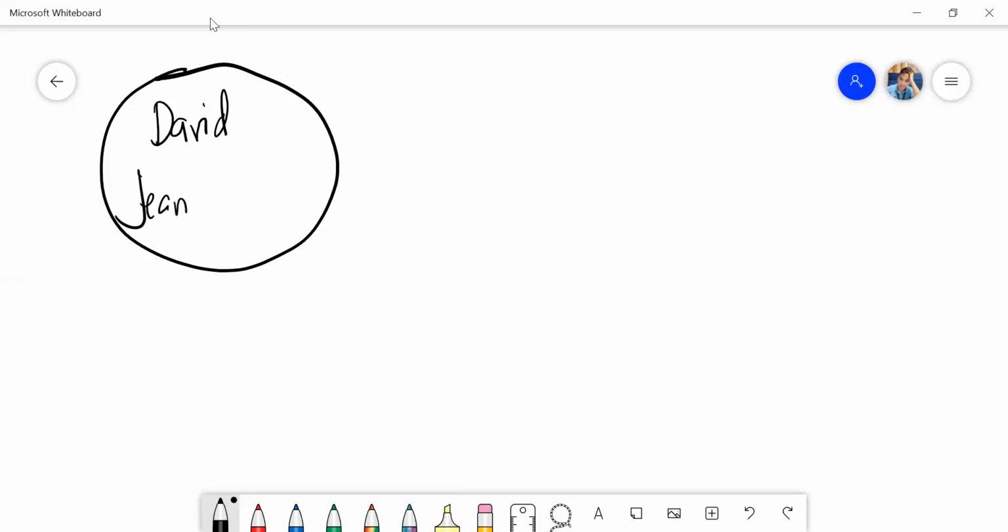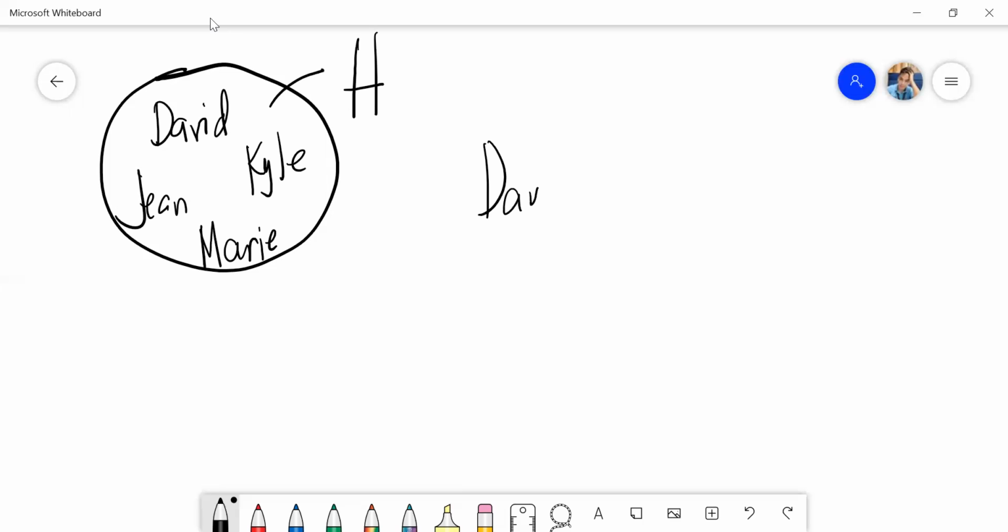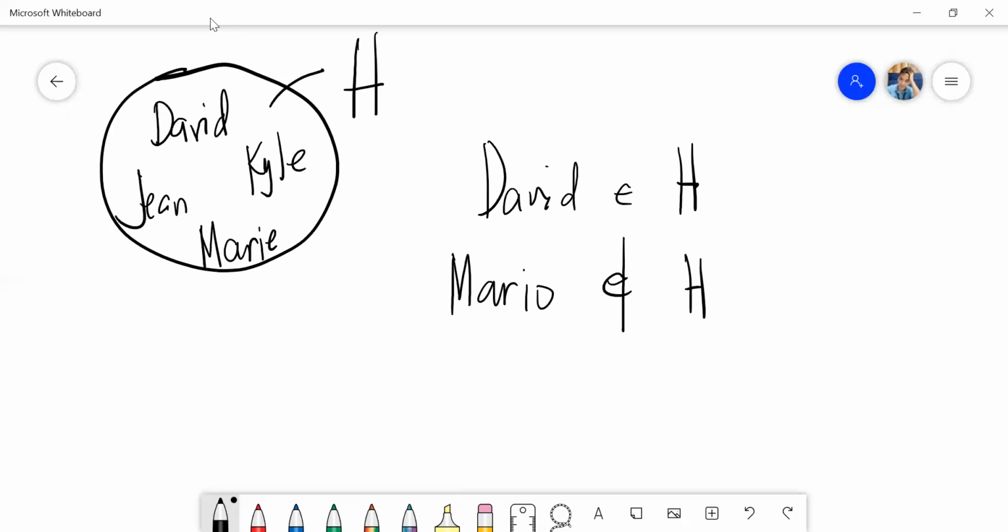Jean, Kyle, Mary. So this means that this is the house, a set H. So meaning H is a well-defined collection of people in it. So this means that David is an element of H, of the house, and Mario is not an element of the house.